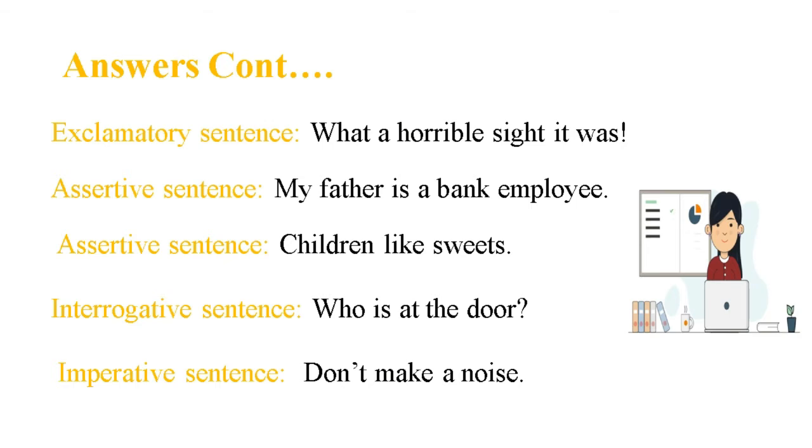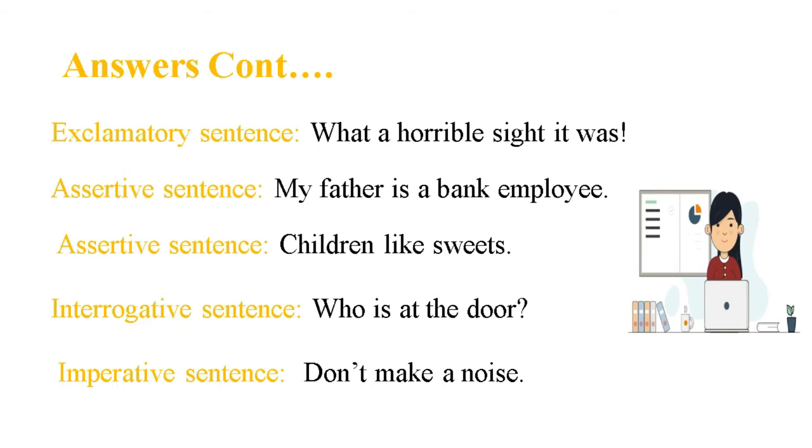Sixth sentence was, what a horrible sight it was. So again a strong feeling, a sudden feeling is shown. So this type of sentence is an exclamatory sentence. My father is a bank employee. Again a statement is made. So this type of sentence is an assertive sentence.